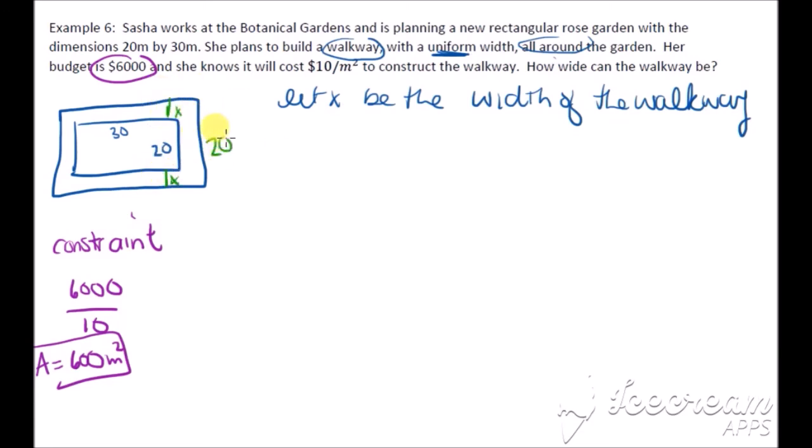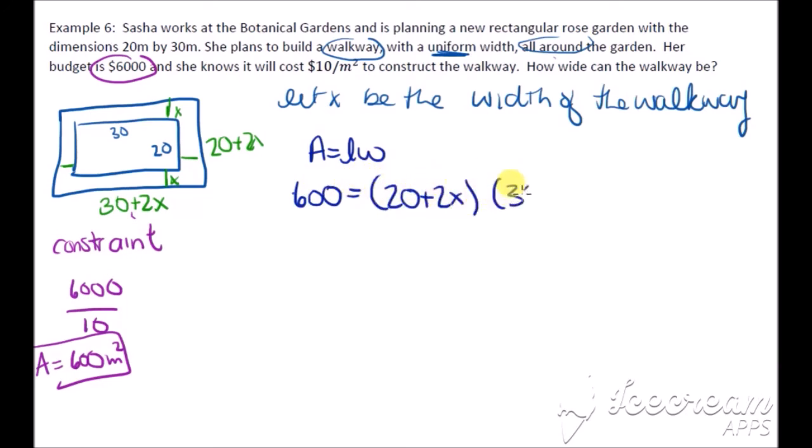So our new width is going to be 20 plus 2x, and our new length is going to be 30 plus 2x. Okay, so it's going to be similar to that first question that we did here. The area equals length times width. So 600 equals 20 plus 2x times 30 plus 2x. Okay, so here's our equation. Let's go ahead and expand that out. Actually, going back, the budget just for the walkway is 600.